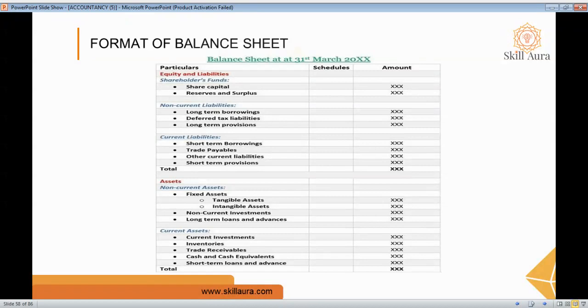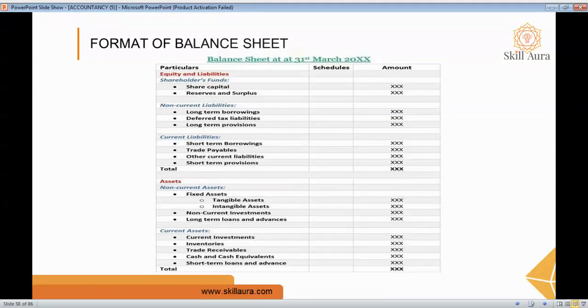Shareholder fund includes share capital, reserves, and surplus. Non-current liability includes long-term borrowings, deferred tax liability, and long-term provisions. And current liability includes short-term borrowings, trade payables, other current liabilities, and short-term provisions. When we total all these three subsections, that is shareholder fund, non-current liability, and current liability, it gives the total of equity and liability. And the next one is asset.